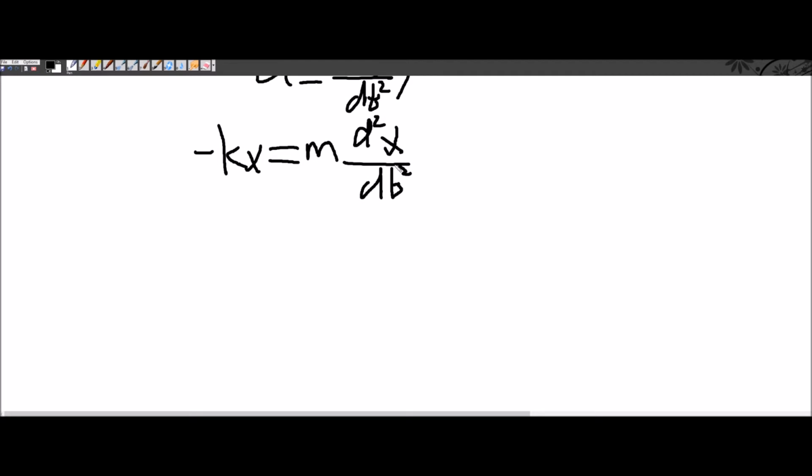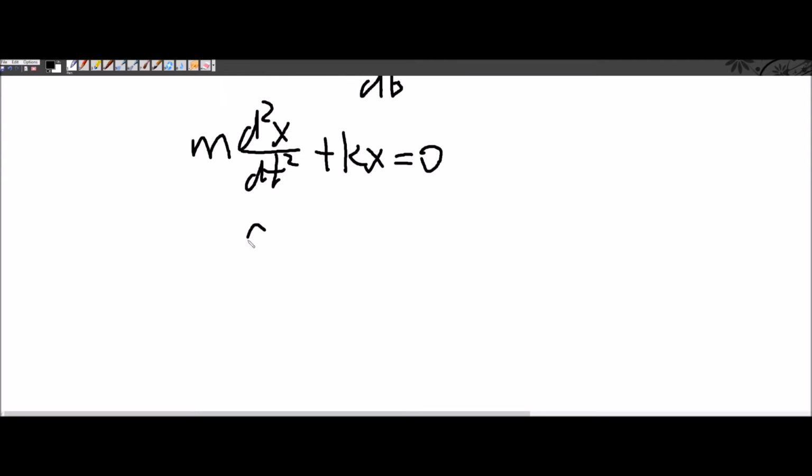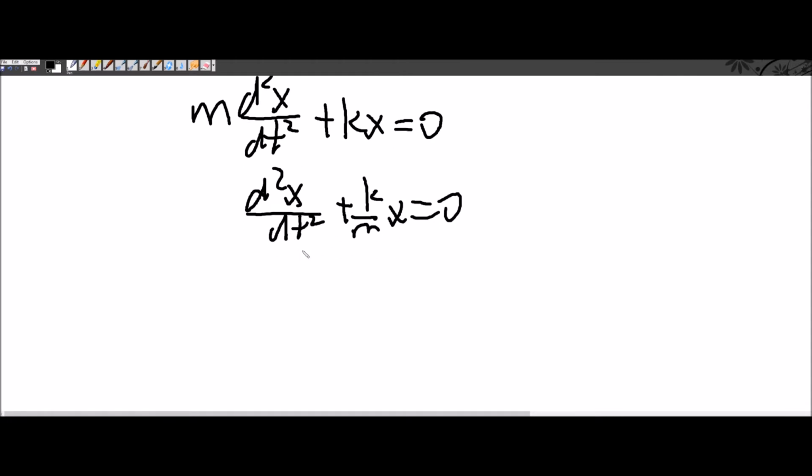Right, now we rearrange it, so we get m d squared x over dt squared plus kx is equal to 0. Now we divide m from both sides, so we get d squared x over dt squared plus k over m x equal to 0. Now we're going to solve this equation for x.